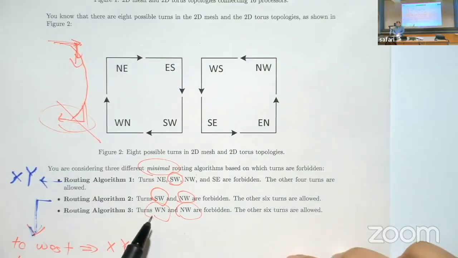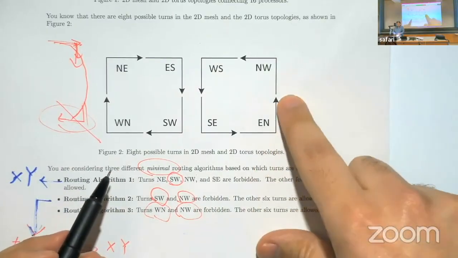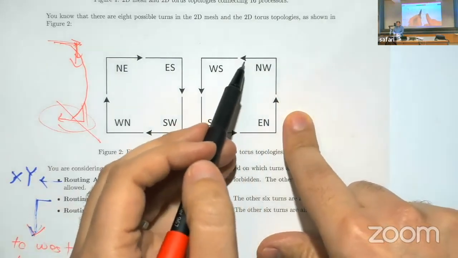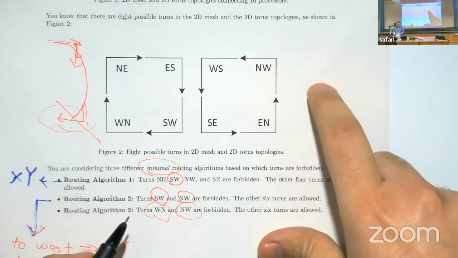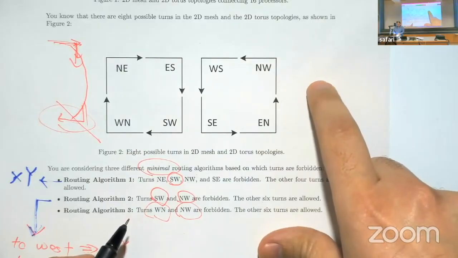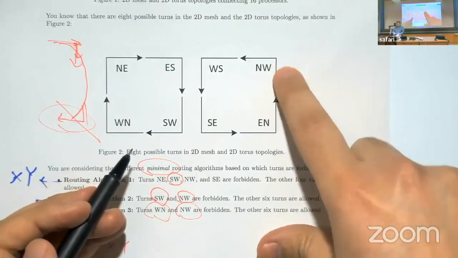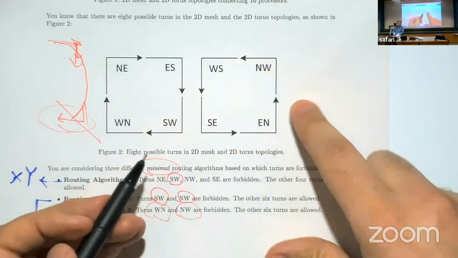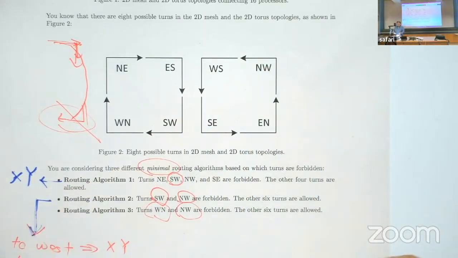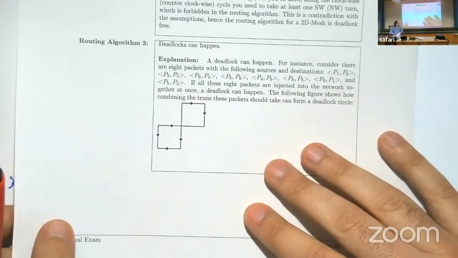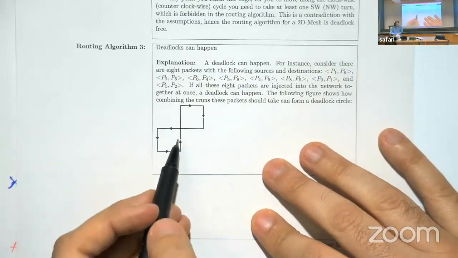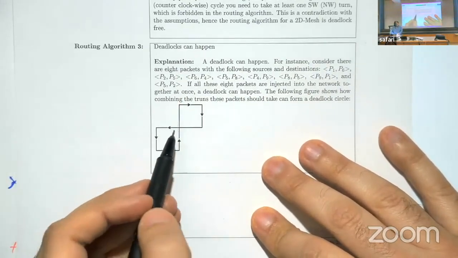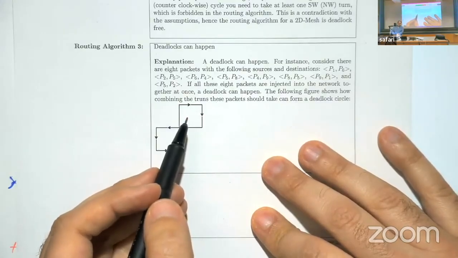But for the counterclockwise, west-north is forbidden, so northwest is forbidden. So for the counterclockwise, we cannot have the rightmost edge. But the thing is that the combination of the allowed links that we have can make a circle. If you check this one, actually we have this figure in the lecture. Because of that, we designed it like that.